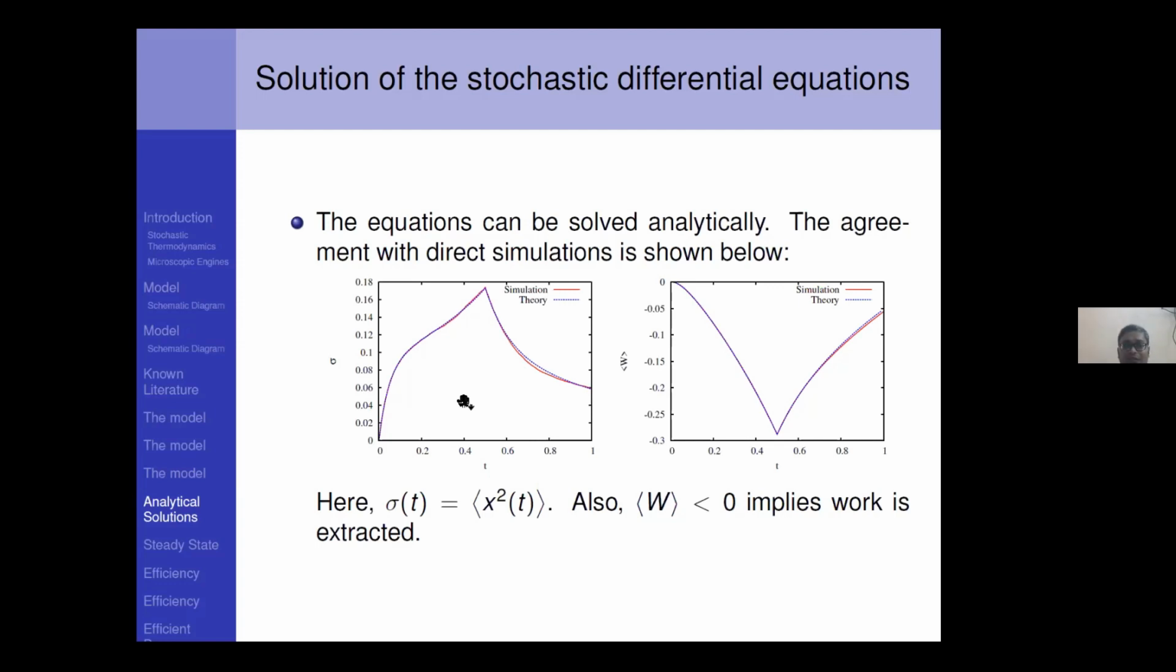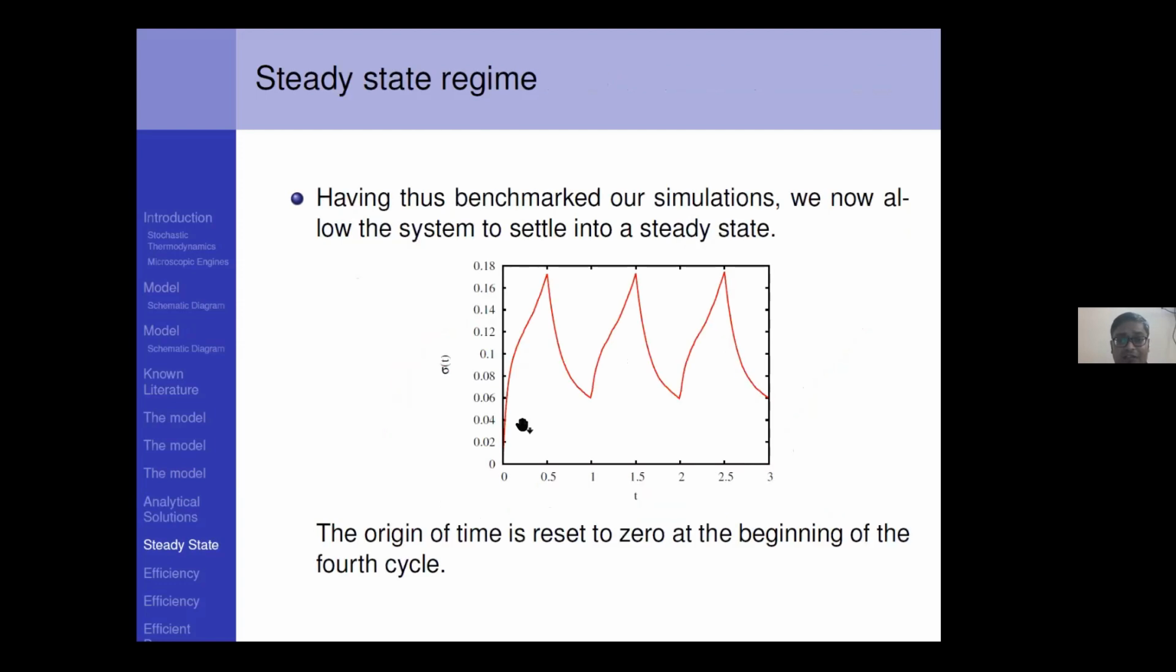We want to allow the engine to settle into a time periodic steady state. So I will let you know what time periodic steady state I mean. If we allow the variance to evolve with time, and when we see that this variance has become periodic with time, then we can say that the system has settled into a time periodic steady state. We can see that even after the first period, it reaches a steady state. But just to be on the safe side, we have removed 3 initial cycles and reset the time to 0 at the beginning of the 4th cycle.